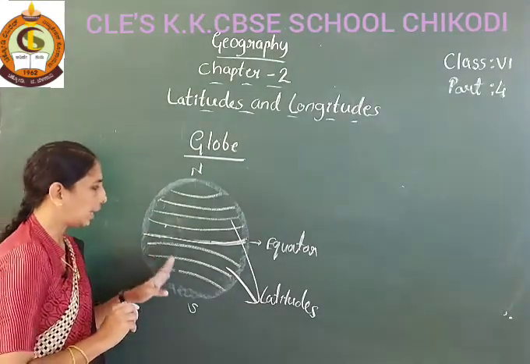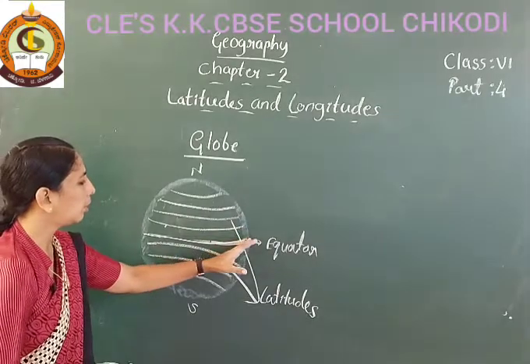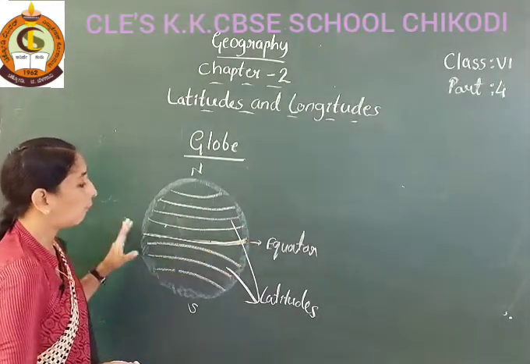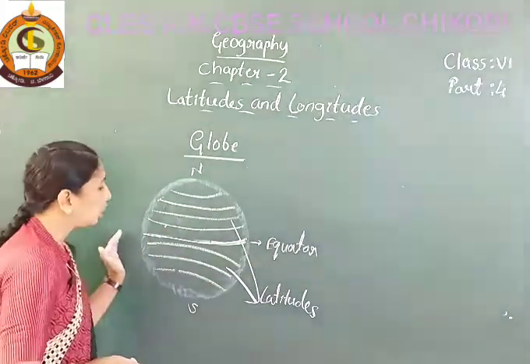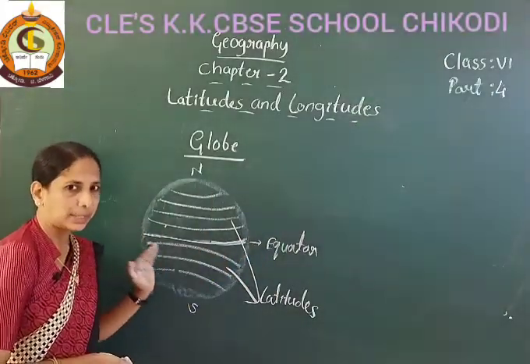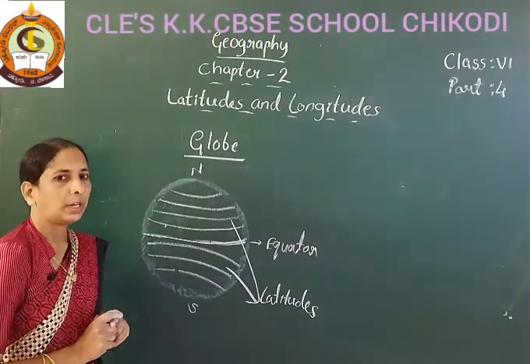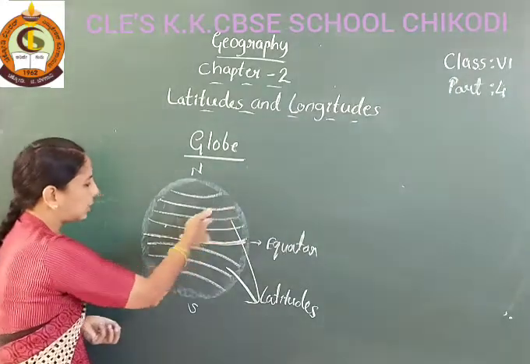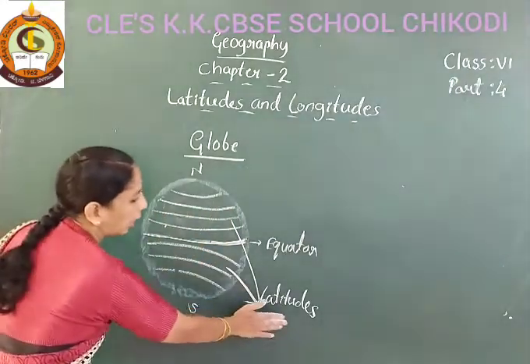Latitudes are imaginary lines that move in the east to west direction. These lines are present here horizontally, and they move parallel to each other. So these are called latitudes.